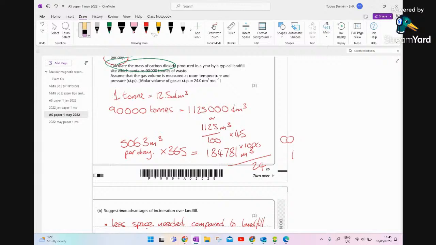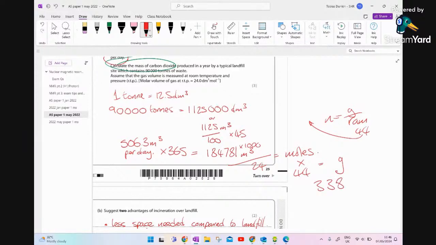Yeah, because this is going to give me moles, just to explain. Divided by 24 is going to give me moles of it. And then number of moles is grams over Mr. The Mr, of course, for CO2 is 44. So bring that over, times by 44 will give me that in grams, divided by a million to put it into tons. And I get, if I do all that, 338 tons. Oh, 339, rounds up, 9 tons.